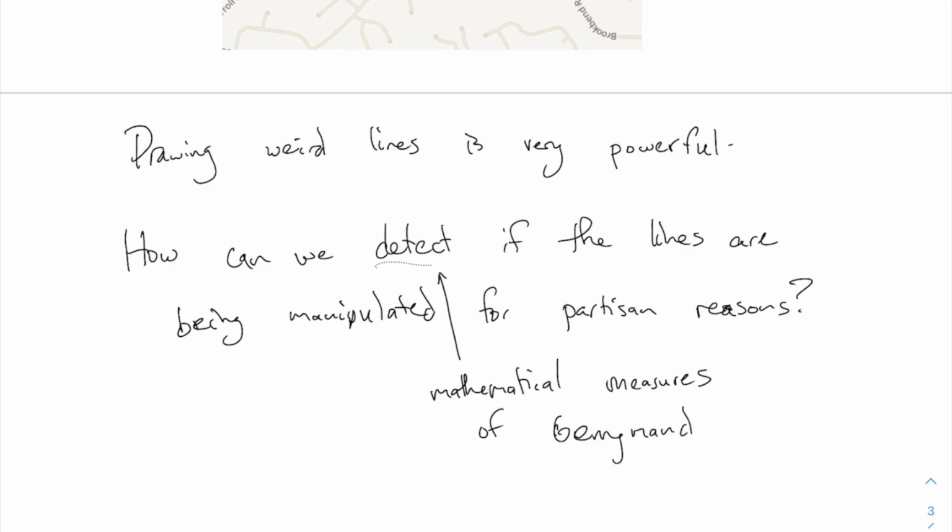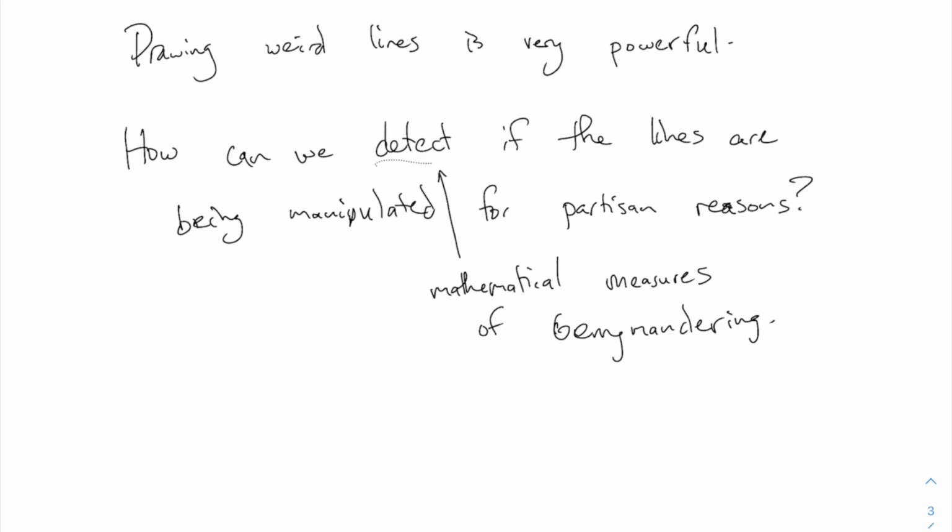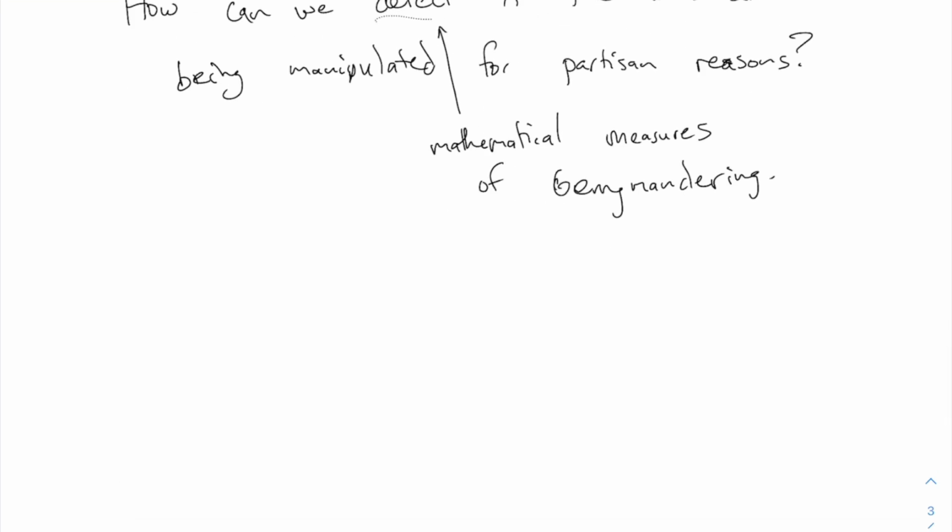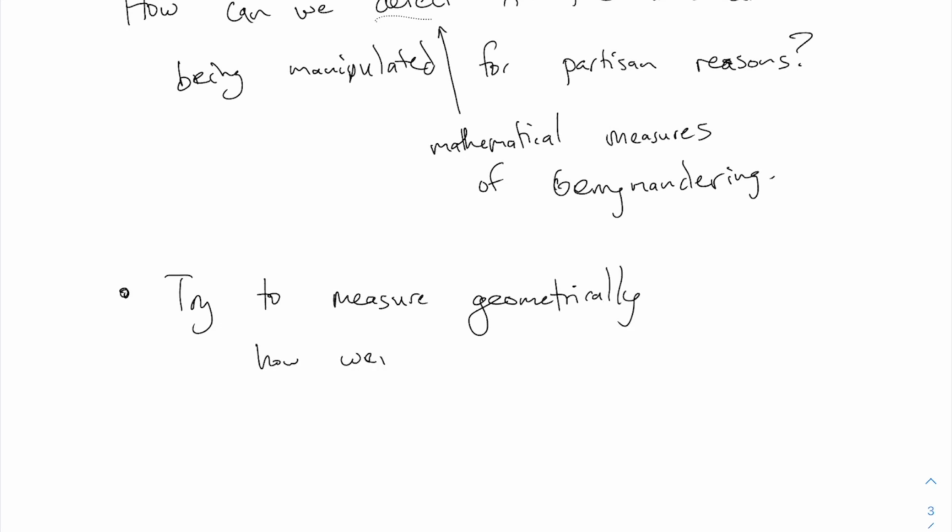As usual, there are many ways to do this, many different strategies that you could take that give you different mathematical measures. There are about 6 or 7 that I have heard of that are used in the real world. We're going to talk about 2 or 3 of them in this class, but there are others as usual. There are two basic approaches. One is you can try to measure geometrically how weird the shape is.